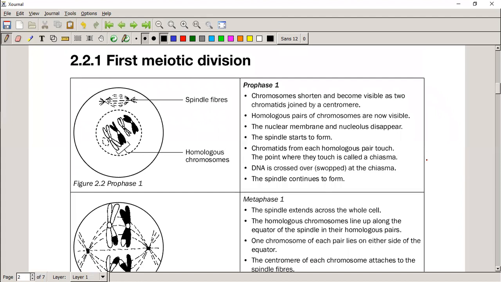Okay, so let's go through it step by step. Remember, prophase, metaphase, anaphase, telophase: PMAT, IP on the mat. Now, interphase, we're going to leave out. Interphase happens before the time.